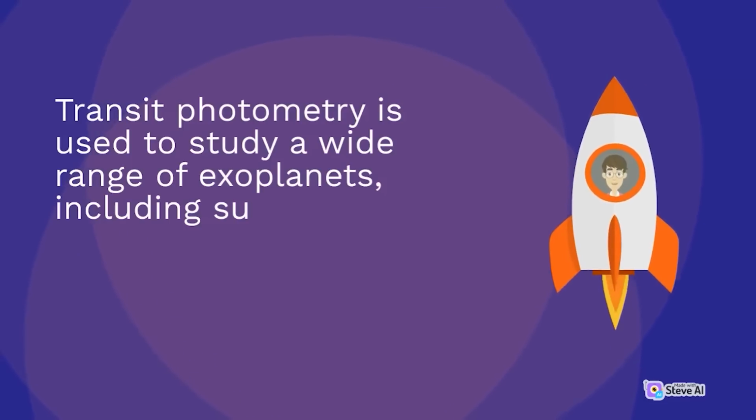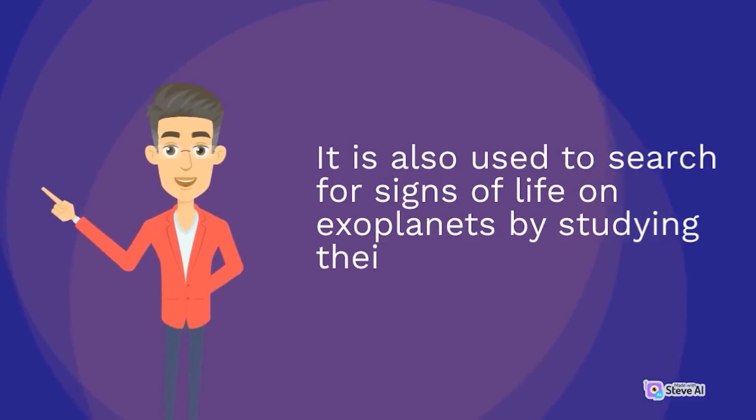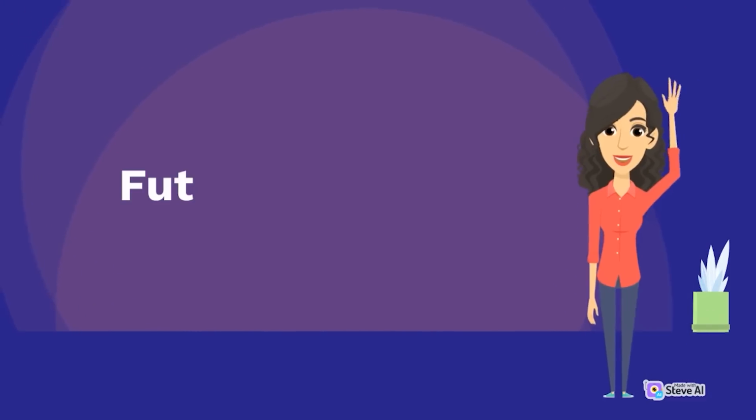Transit photometry is used to study a wide range of exoplanets, including super-Earths, hot Jupiters, and potentially habitable Earth-like planets. It is also used to search for signs of life on exoplanets by studying their atmospheres. Future directions.